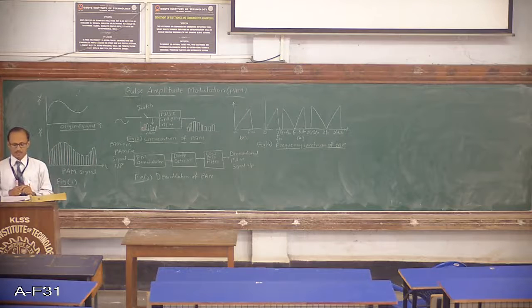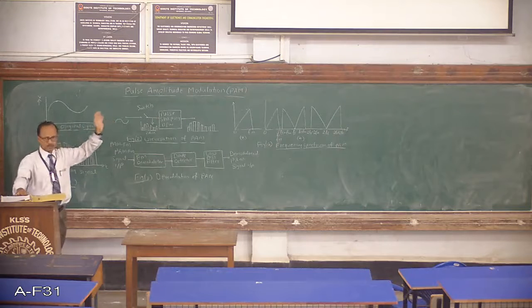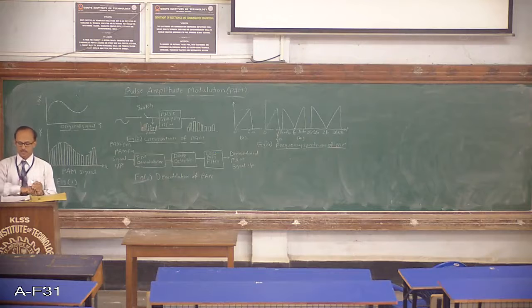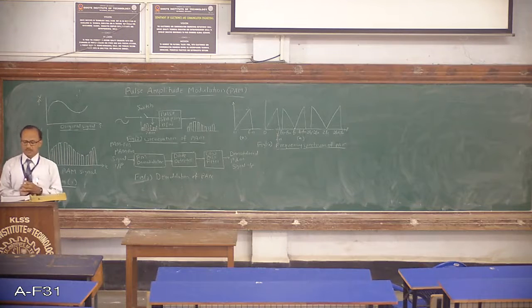And since the pulses of the PAM signal have varying amplitude, as you can see, the amplitude is not constant. The amplitude is as per the amplitude of the original or modulating signal. Since it has pulses of varying amplitude, the power required to transmit them is also not constant. So it keeps on varying. This is another disadvantage of PAM.